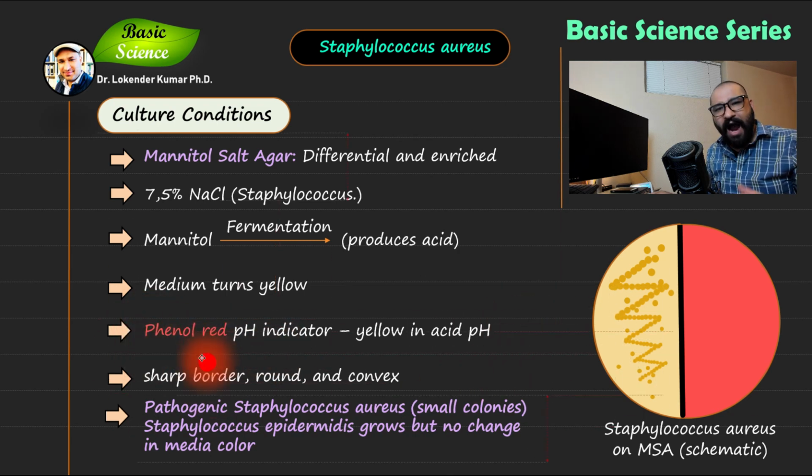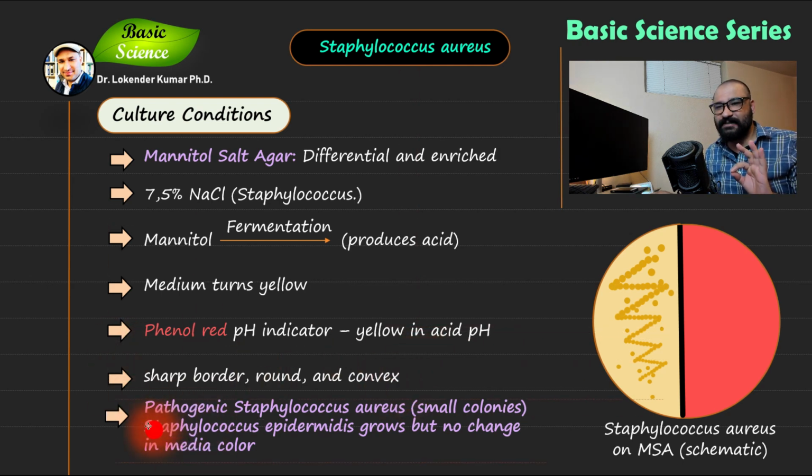Now, why does it change the color? Because the media has phenol red, and that's the pH indicator, and when there is acid production there will be a change in the pH, right? And that change is going to change the color of this indicator, and because of the change in color you can easily differentiate between acid producing and non-acid producing bacteria.